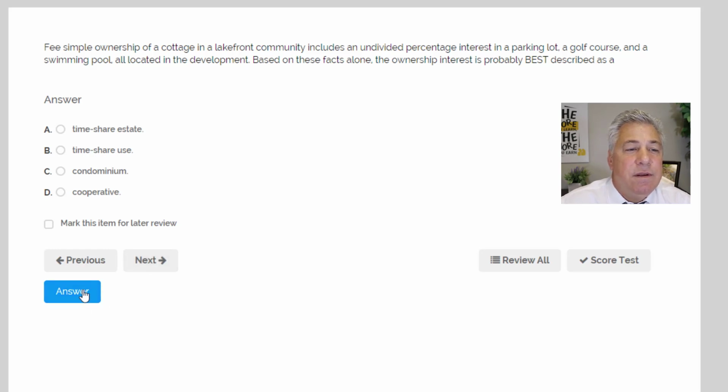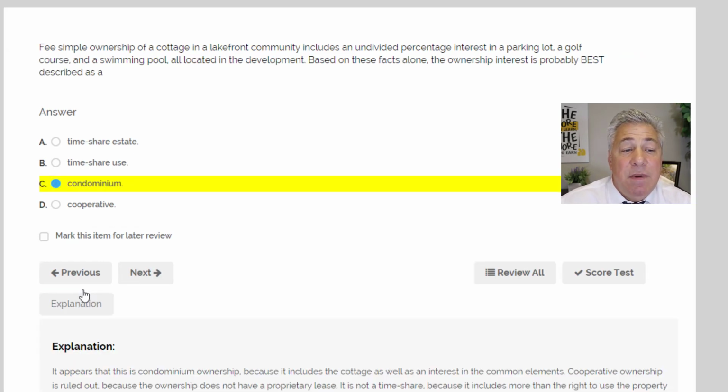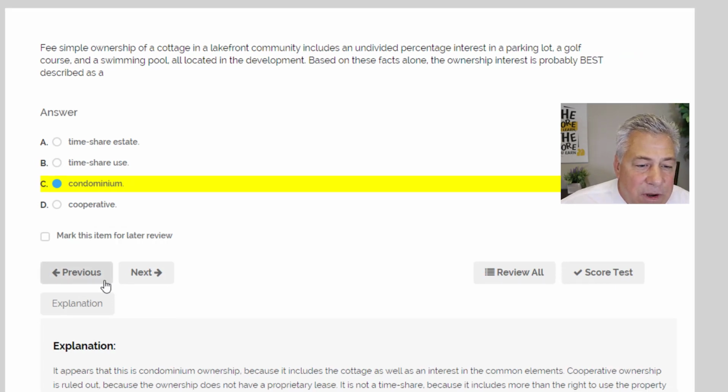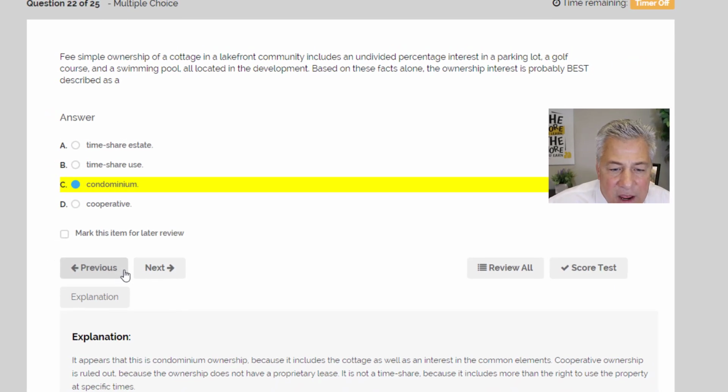And your answer is a condominium. It appears that this is a condominium ownership because it includes the cottage as well as the interest in the common elements. Cooperative ownership is ruled out because the ownership does not have a proprietary lease. It is not a timeshare because it includes more than the right to use the property at a specific time. You know, the main two possibilities, condominium and cooperative.